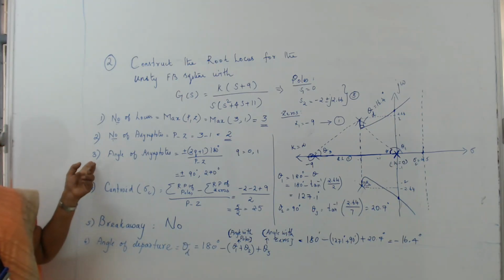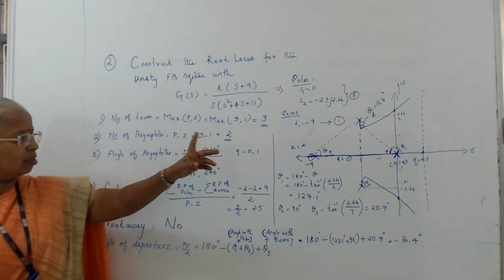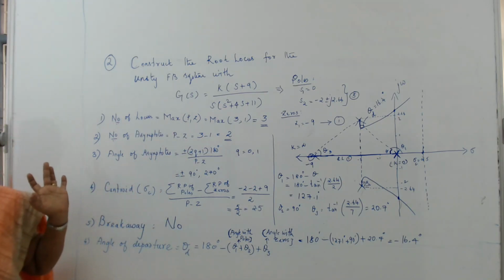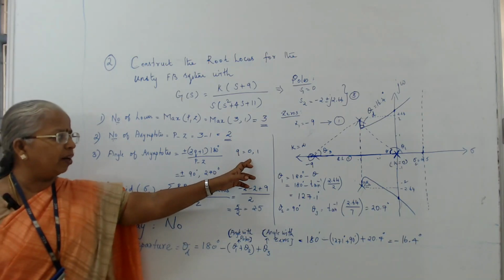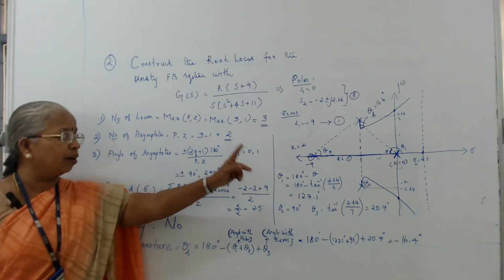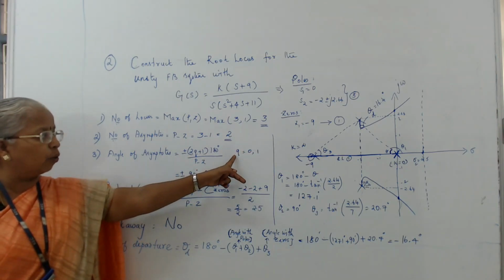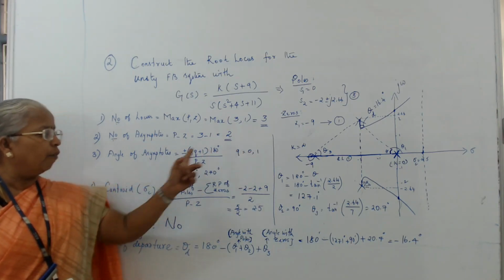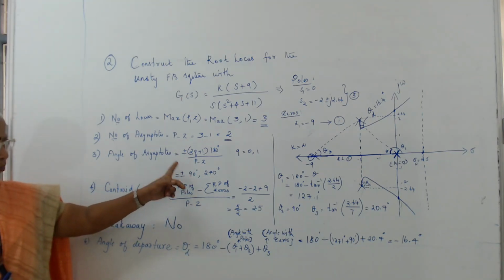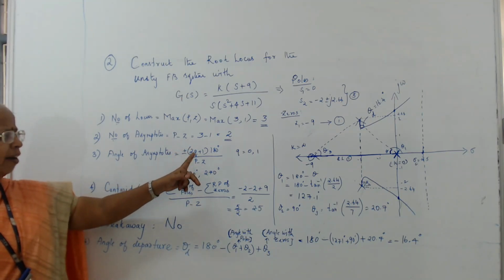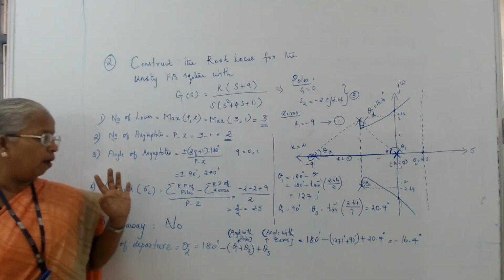Now I need to calculate the angle of asymptotes. If there are 2 asymptotes, that means I will be having that many angles. So what is my q? My q is 0, 1, etc., up to p minus z minus 1. P minus z is 2, 2 minus 1 is 1. So I need to calculate q equal to 0 and q equal to 1. When I substitute q equal to 0, the angle is plus or minus 90 degrees. When I substitute q equal to 1, the angle is plus or minus 270 degrees. So there are 2 angles present, right?